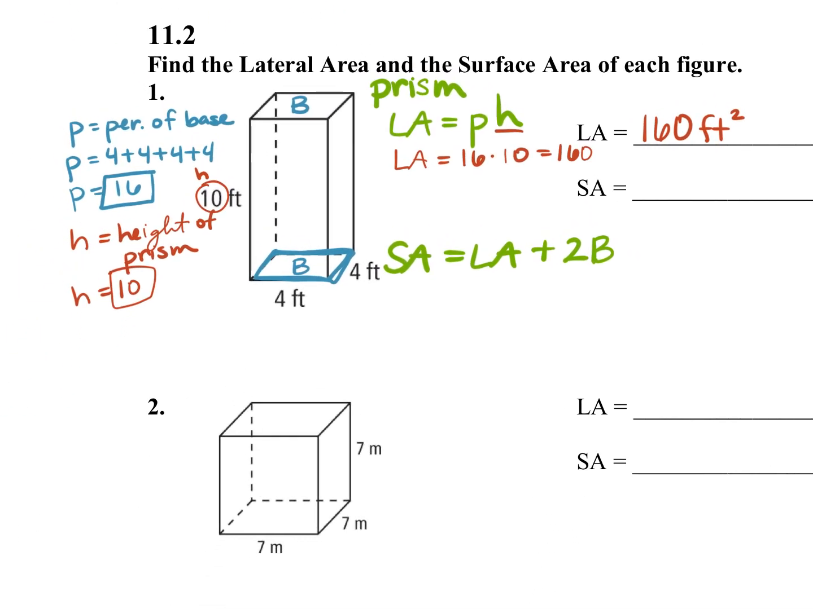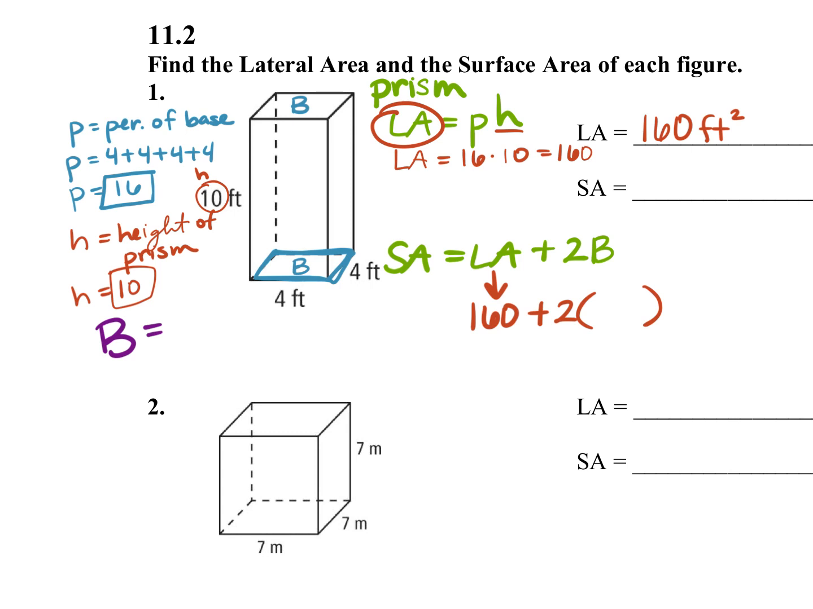Okay, so then from that, we move on to surface area. What goes here? 160. That's your lateral area, right? Whatever you found in the last one goes right here. Then it's plus 2B. How do you find capital B? What does B stand for? The base. What about it? Would it be 16?